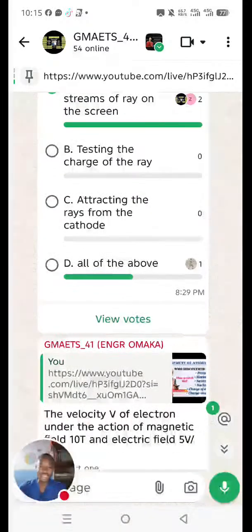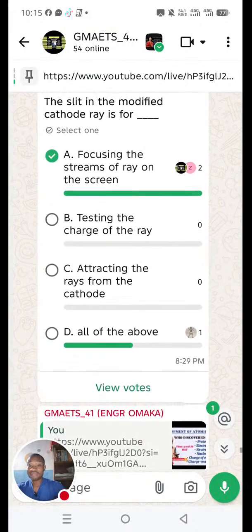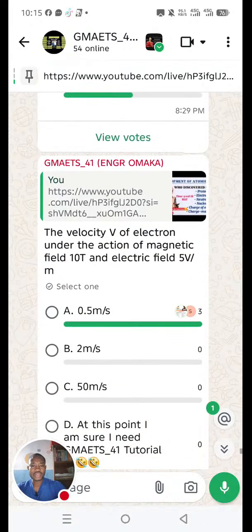It is not for attracting the rays from the cathode. It is the perforated anode that attracts the ray. As regards option C, that is not the work of the slit. This takes us to the next question.